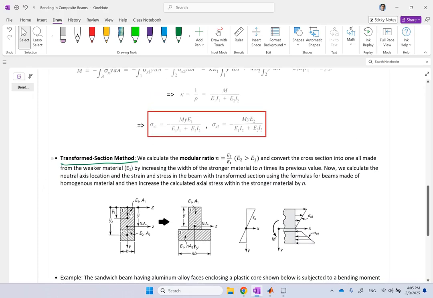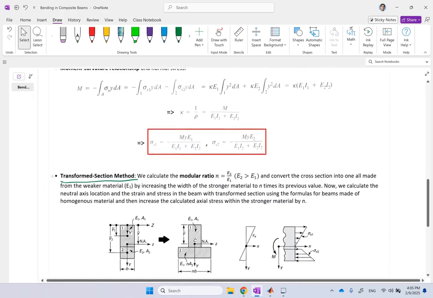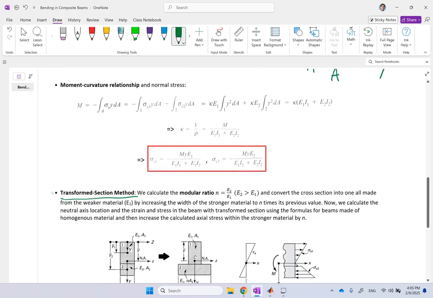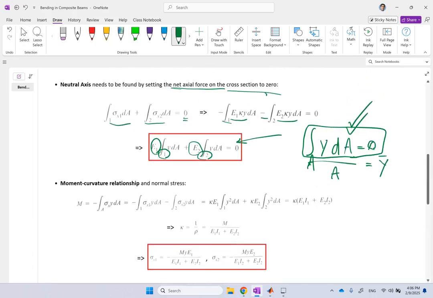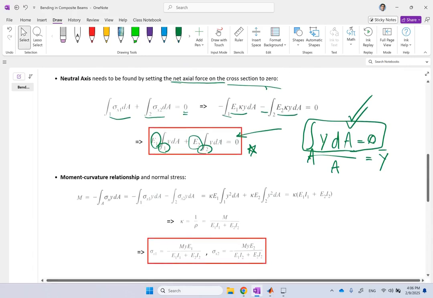Okay, and I'll show you that in the transform section method, calculating the neutral axis is a little bit nicer. So you transform all of the beam into a single material of the weaker one and deal with it like you did in previous videos. Okay, so we'll get to this and we revisit this with a much more convenient way.